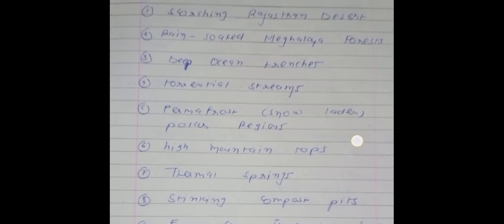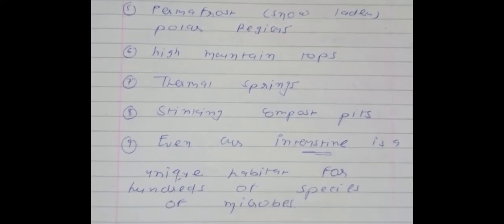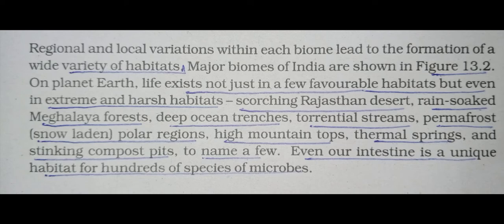And the last point is very important, even our intestine. Our intestine, means our body part, our organ, is a unique habitat for hundreds of species of microbes. Means you know that so many bacteria are living inside our intestine. So our intestine is also one type of habitat. Okay, it is also one type of biome. It is also a house or a place of living for different types of microorganisms. So different types of these biomes are there.